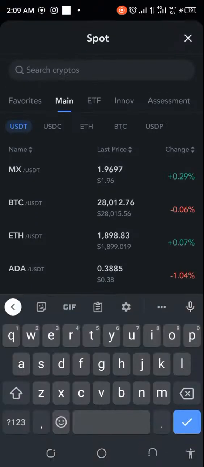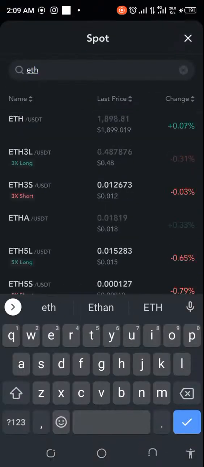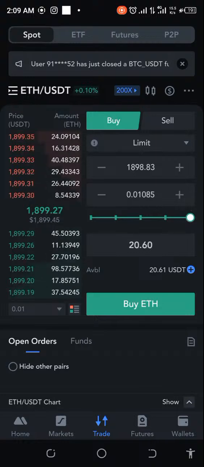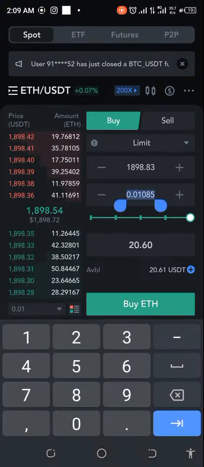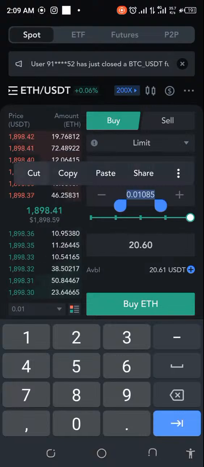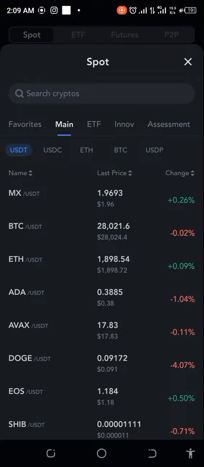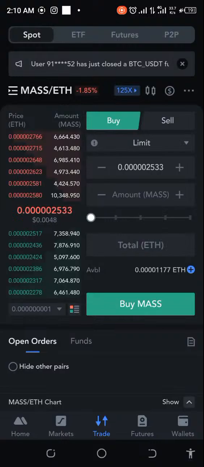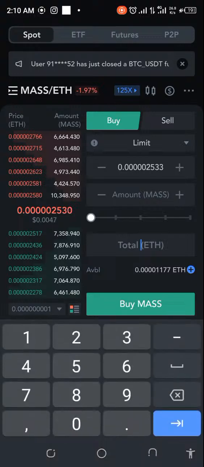Let's go ahead to ETH, and then we'll try to pick up what we have here, like $20.61. So I'm just gonna pick that all up, and then I'm just gonna copy. Oh, it didn't even pick everything up, it just picked up 20.60. That's fine. So let's just copy that, and then go over to MASS/ETH, because ETH happens to be the lower pair, right? So then we'll go over to just paste this in the ETH segment. Let's paste that here.